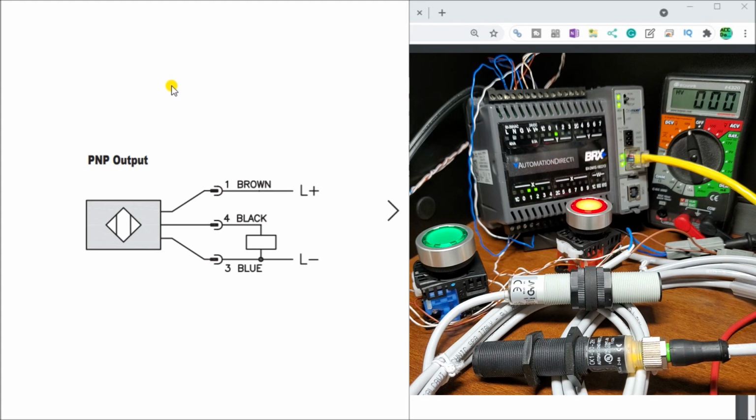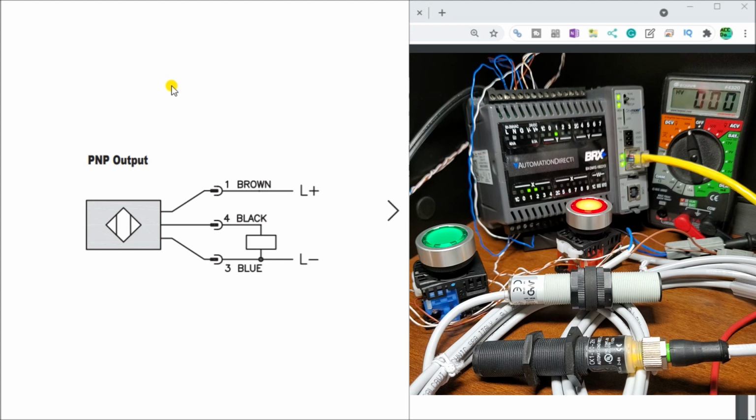And there's 3 wires to it. So again, my brown is my plus voltage, which is going to my brown wire here. And I have my black wire, which is my input. So that's where my input is coming from down here. There's a brown or black wire. And then the blue wire is always 0 volts DC. So it's going to my 0 volt.